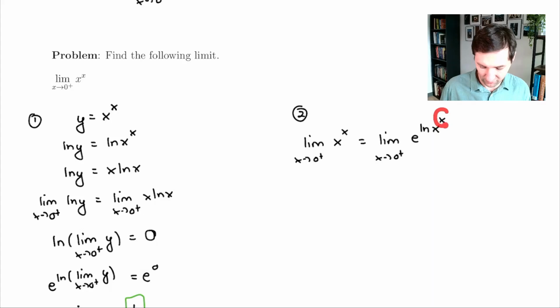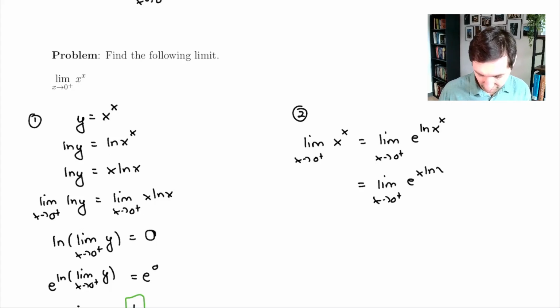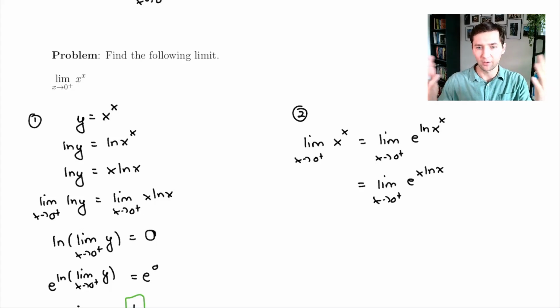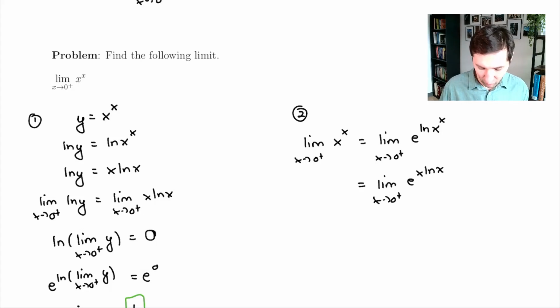I do so now because according to the properties of logarithms, I can take this x and move it in front of ln. And I get the limit as x goes to 0 from the right side of e to the x ln of x. What's more, e to some power is a continuous function, which allows me to move the limit inside of that continuous function. So I will move it into the exponent. By continuity of the exponential function, this is the same thing as e to the limit as x goes to 0 from the right side of x ln of x.